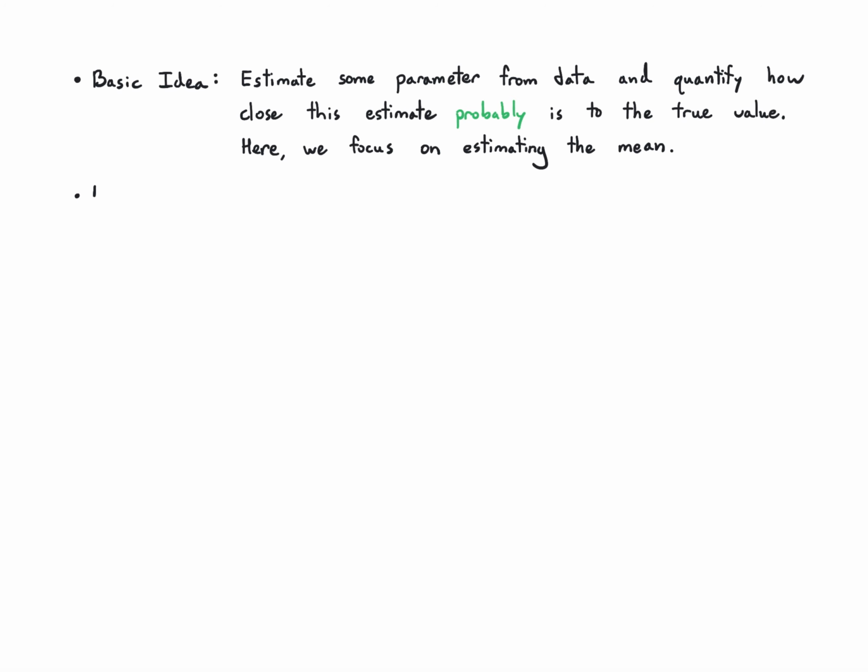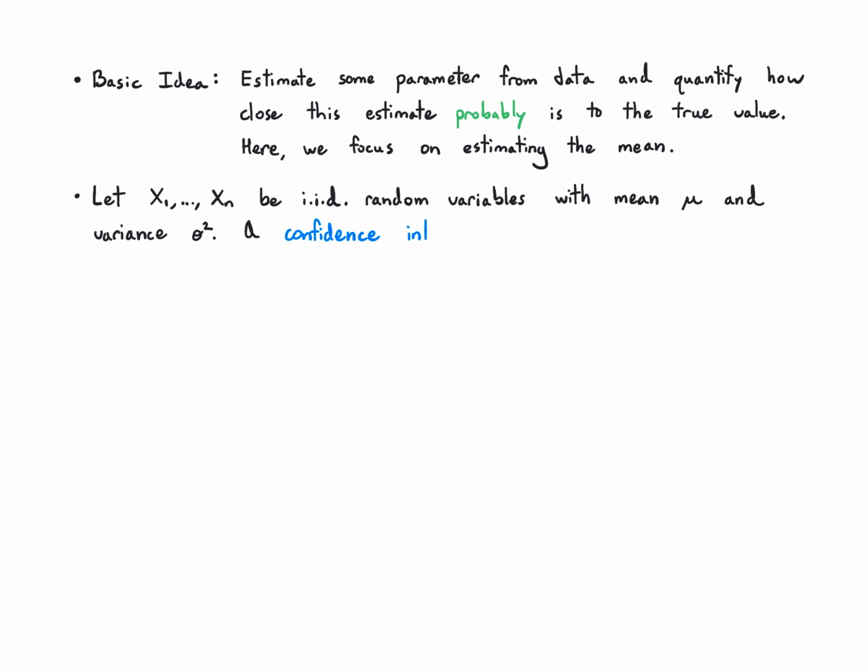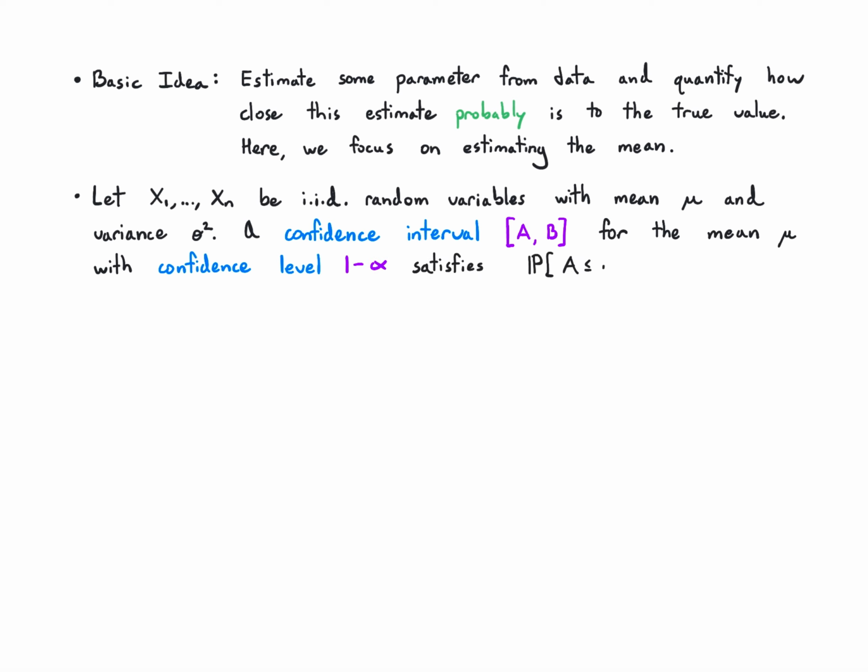Okay, so let's say I give you IID random variables, x1 up to xn, and they have true mean mu and true variance sigma squared. A confidence interval, which we write as (A, B), is some interval of the real line starting from A going to B. These are capitalized because they're actually going to be random variables. And it's a confidence interval for the mean, mu. It has confidence level 1 minus alpha. That means that it satisfies the property that the confidence interval contains the mean with probability 1 minus alpha.